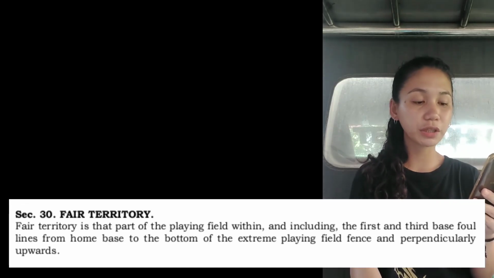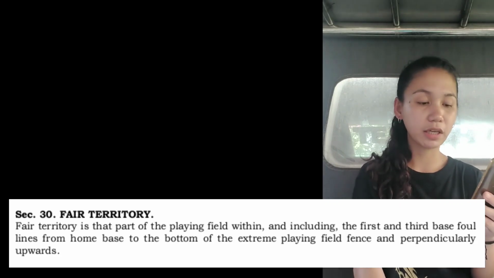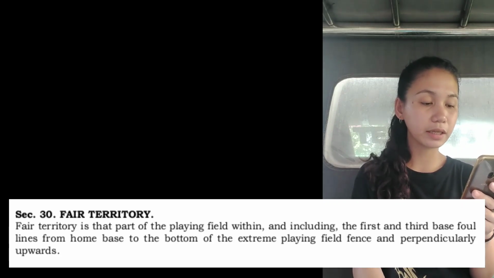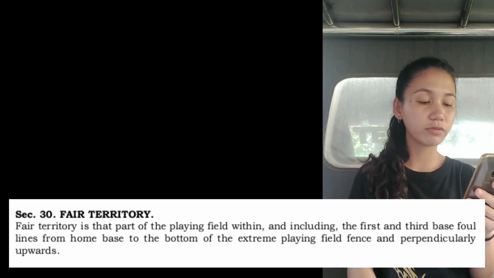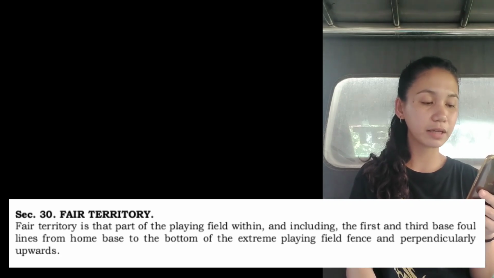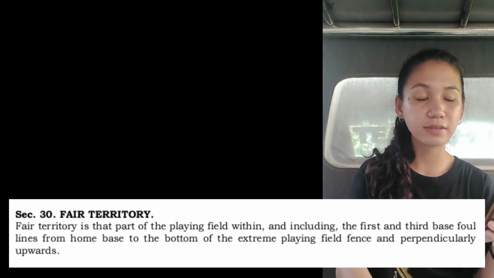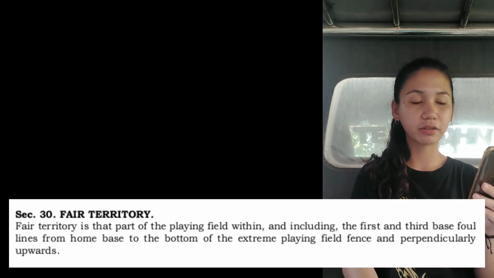So Section 30, the fair territory. When we say fair territory, that is the part of the playing field within and including the first and third base foul lines from home base to the bottom of the extreme playing field fence and perpendicularly upwards. So that is Section 30, fair territory.